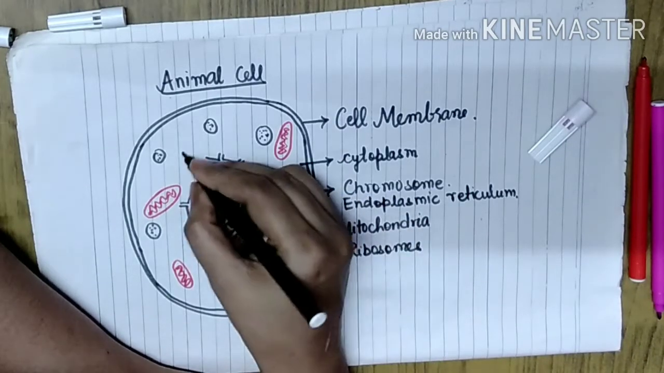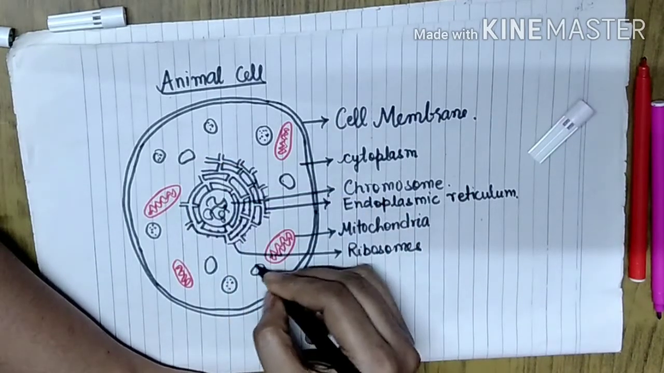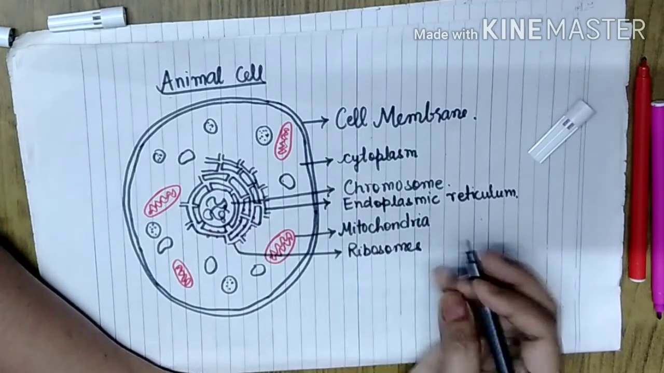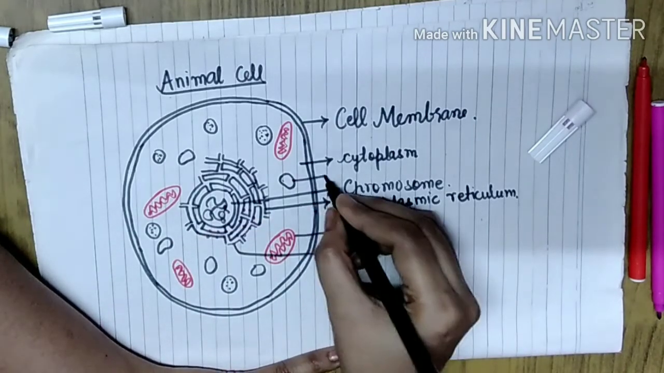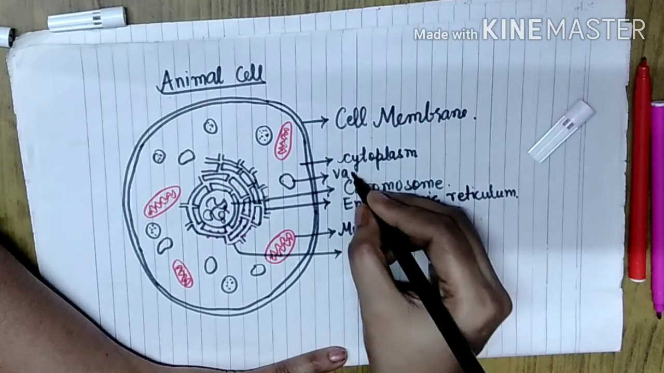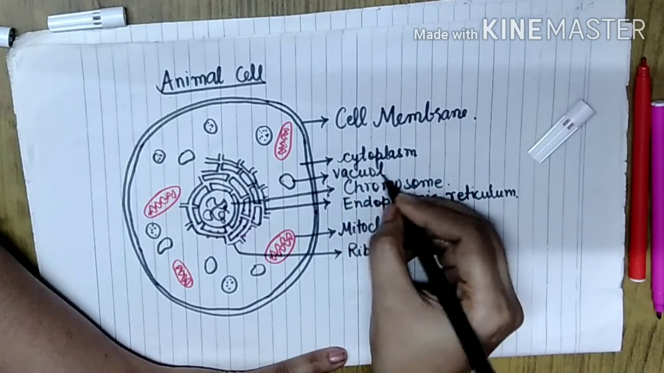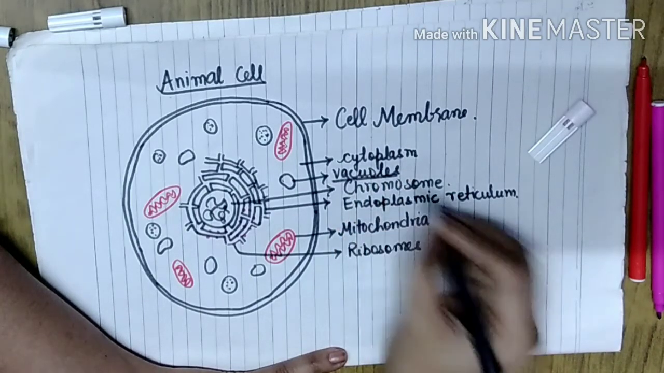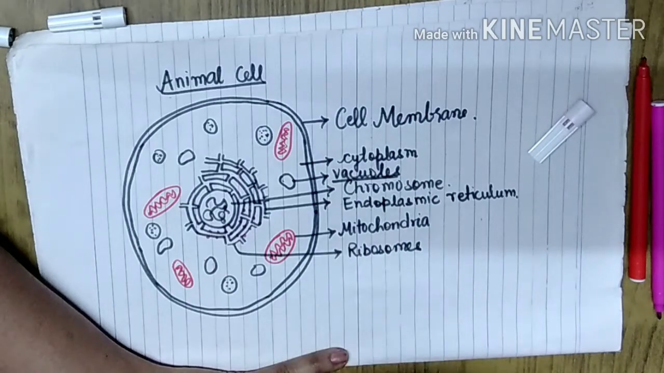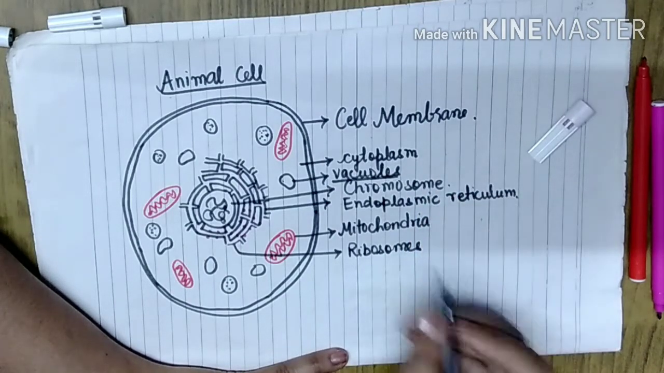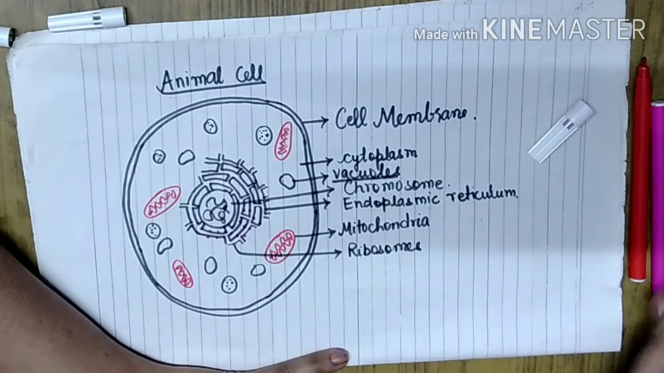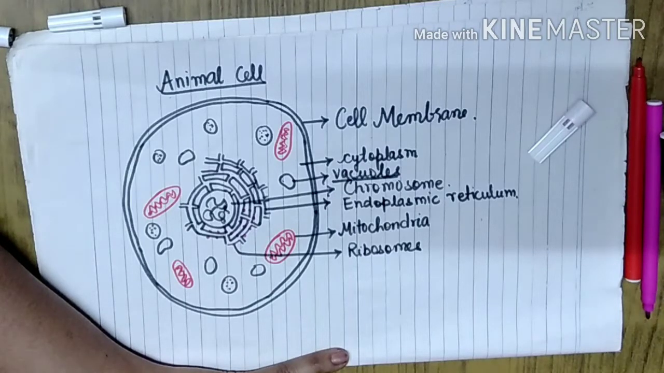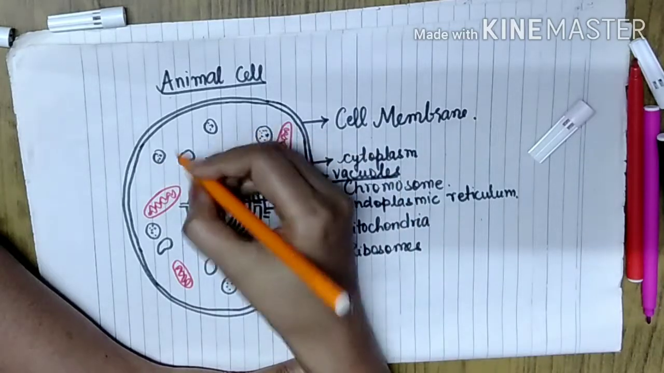There are empty spaces, or you can say structures or vesicles, that are referred to as vacuoles. They are very small in structure but spread throughout the animal cells. When you learn about the plant cells, you will see that a plant cell has only one vacuole in its structure. So there are many small empty structures throughout the cytoplasm. They are referred to as vacuoles.